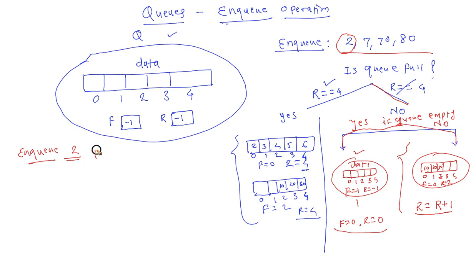Full, I get no. And here I ask, is it empty? I get the answer no, and if the answer is no, this is what I should do: simply increment R by 1, R equals R plus 1. What was R? R was -1. Oh, I'm sorry, in this case the queue is empty. I'm sorry, the queue is empty here.